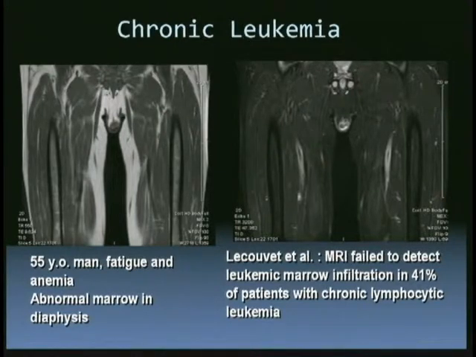There was a study done to evaluate how efficient MRI was in evaluating patients with chronic leukemia, and actually it's not very good. They failed to detect 41% of patients with chronic lymphocytic leukemias because the amount of abnormal cells in the marrow is variable. So if you have a low-grade infiltration of your marrow, the MRI may fail to detect it.